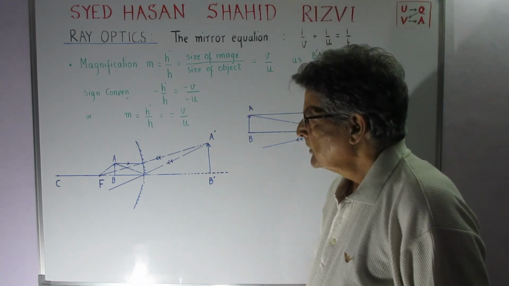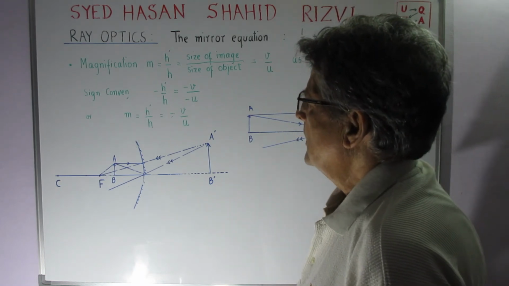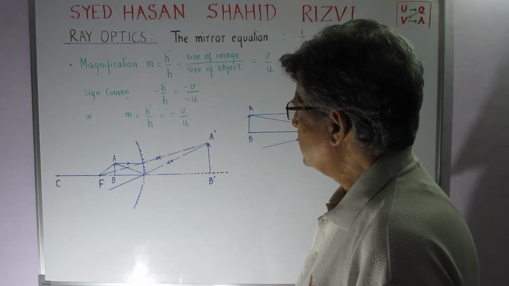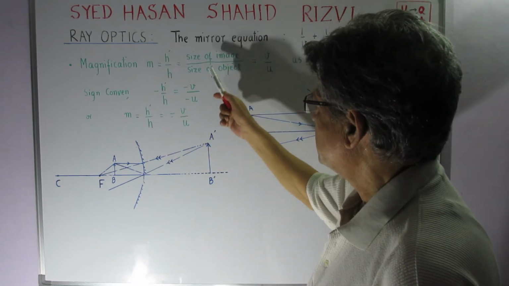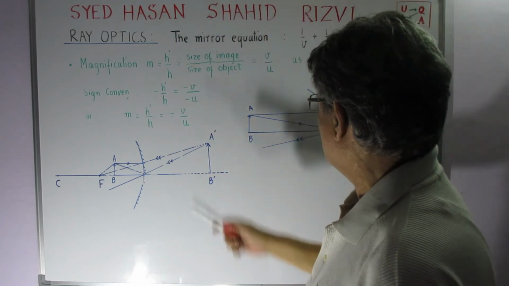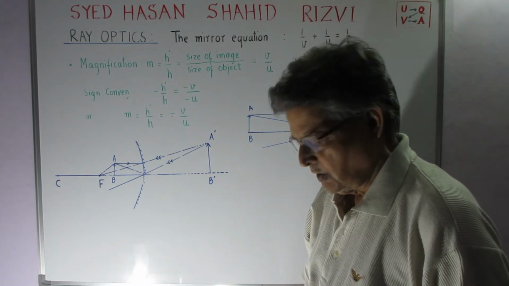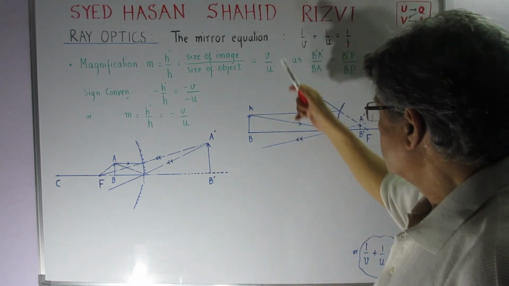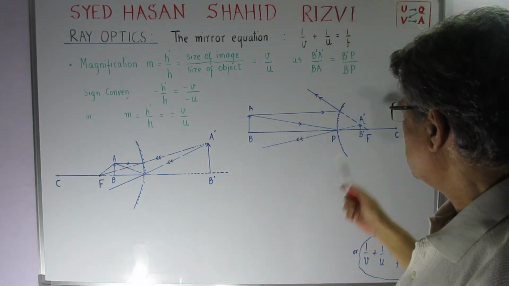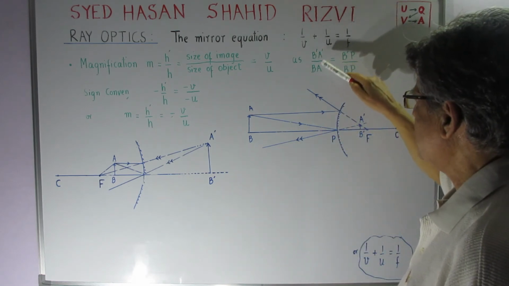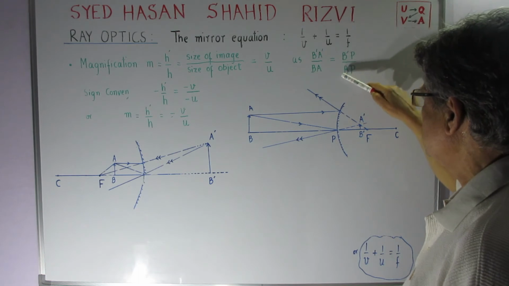Now one more item is the magnification, which is defined as the size of the image upon the size of the object. So I did show there h dash upon h. So that turns out to be equal to V upon U, as in that equation, if you see that B dash A dash upon BA is equal to B dash P over BP.